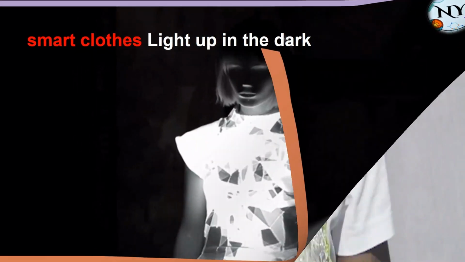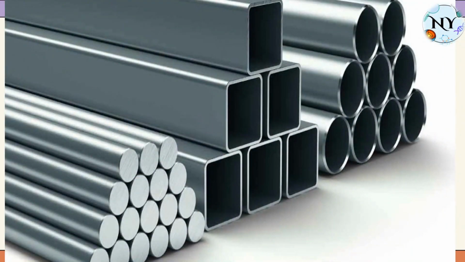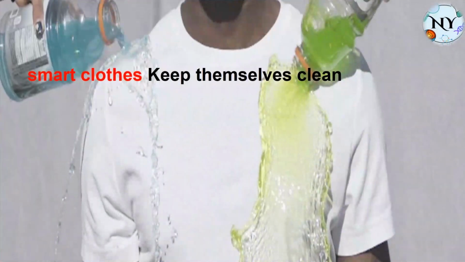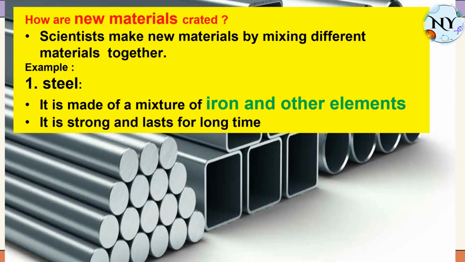The first property of these smart clothes is that they light up in the dark. The second property is that they keep themselves clean all the time. The third one is that they control body temperature. So scientists make smart clothes from smart materials. Those smart clothes can keep themselves clean, light up in the dark, and control body temperature.